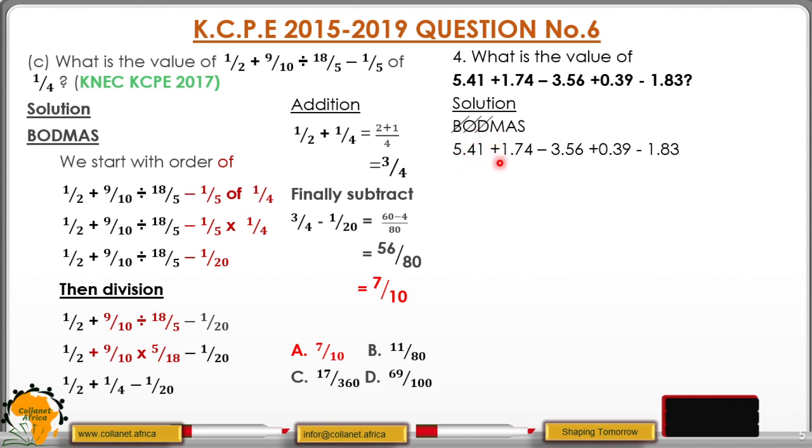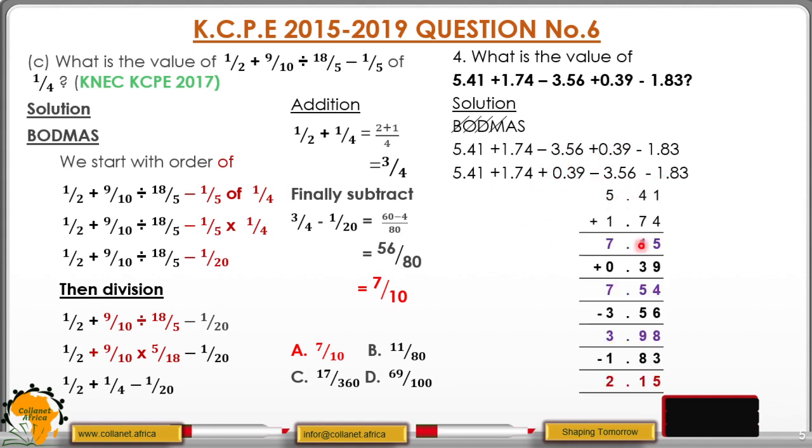Solution, BODMAS: we don't have brackets, we don't have of, we don't have division, we don't have multiplication, but we have addition. So we put those with plus sign together. So we have 5.41 plus 1.74 plus 0.39. I hope you have noted that. It is not this one being added to that, although they are together, but the sign for 3.56 is negative, while for 0.39 is positive. So you put them together and then you subtract.